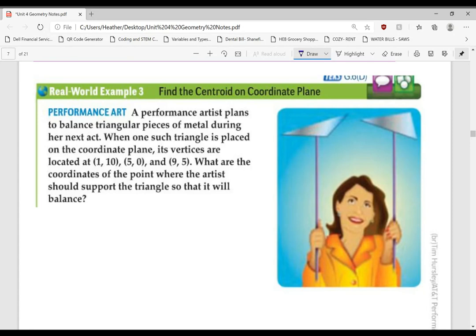Now we're doing a real-world example. It says a performance artist plans to balance triangular pieces of metal during her next act. When one such triangle is placed on the coordinate plane, its vertices are located at (1, 10), (5, 0), and (9, 5). What are the coordinates of the point where the artist should support the triangle so that it will balance itself? So what we need to do is find the centroid of the triangle with the given coordinates. This point will be the balance point.